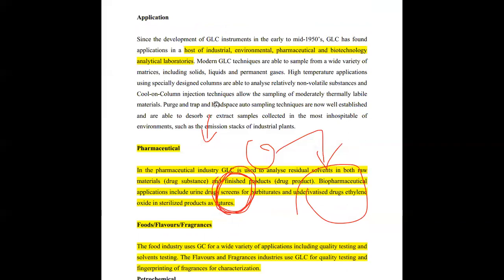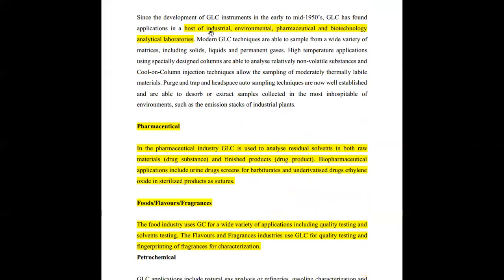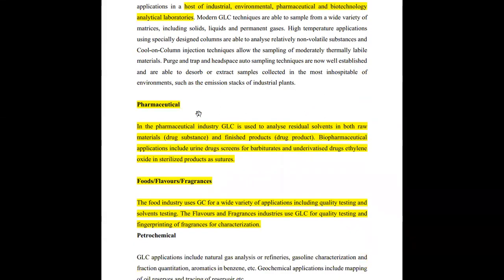Let me see where we can end from. So we're saying, okay, where do we use this? The application of gas liquid chromatography, that's what we're looking at. The application of gas liquid chromatography, one, in the pharmaceutical industries. Yeah, I've done that before. So gas liquid chromatography is used to analyze the residue solvents in both raw material, that is, if we're talking about drug substances, as well as the finished products.